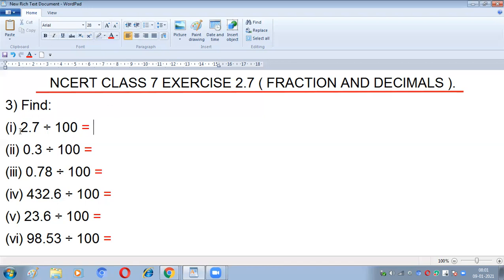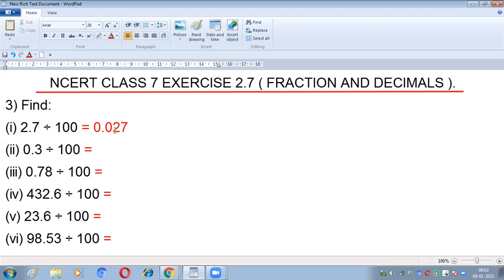Let me show you. Here is 2.7. We will move the decimal point two digits, that means one digit gone, two gone, and then another 1 0. So our answer will be 0.027. And here is a point, so before the point we will also put a 0. So our answer of the first bit will be 0.027.